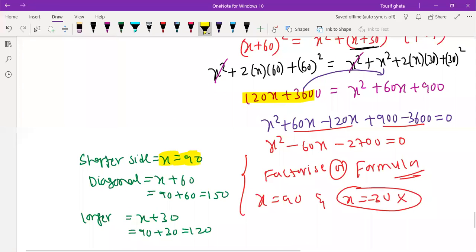You can do it, factorization or formula method, or you can't. Shall I show? Tell me, shall I show or will you do?